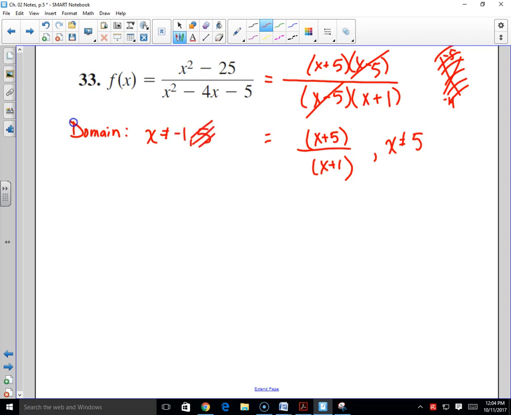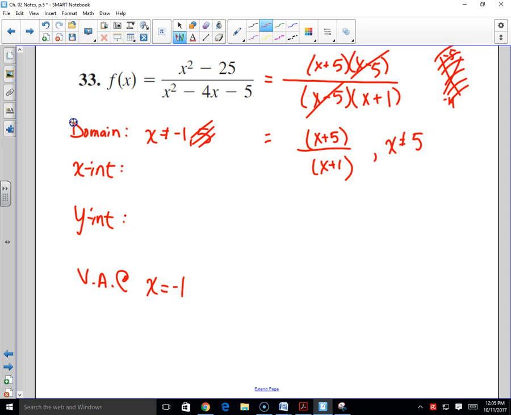Remember, we can kind of ignore the hole because that wasn't the point of this section. When we go to find our x-intercepts and y-intercepts, we'll get to that in a second, we're going to set something equal to 0 and solve. But our vertical asymptote, you're totally right, the only one left over is x cannot equal -1.